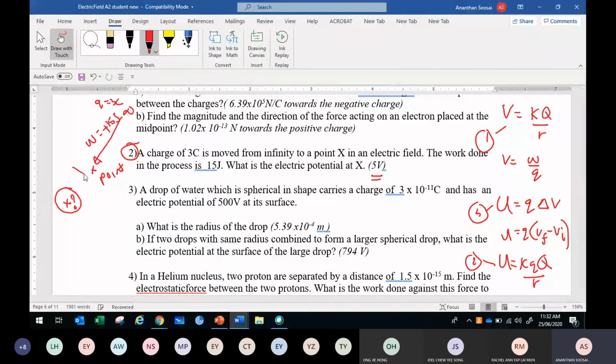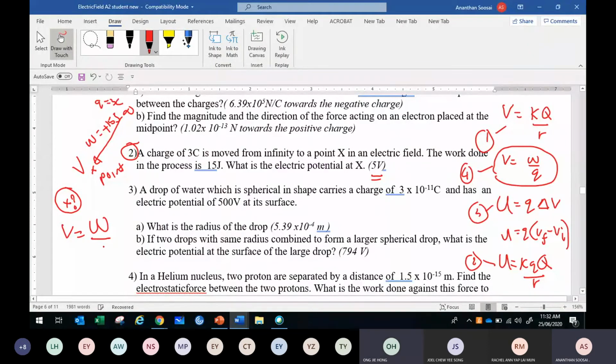They're asking what is the potential here. So which formula to use? 1, 2, 3. I think you have to use the fourth one. So what is potential? The definition is work done to bring a unit positive test charge from infinity to that point. The work done is 15 joule, and the test charge brought is positive 3 coulomb. So it has to be 5 volt.